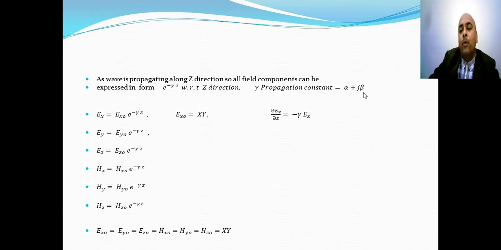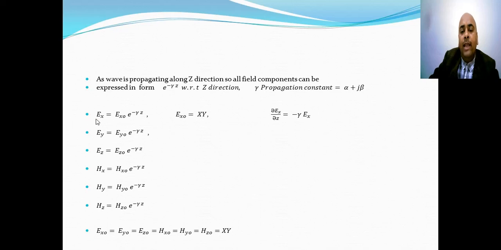Gamma here is the propagation constant. So Ex, Ey, Ez, Hx, Hy, Hz can be written in terms of e raised to power minus gamma z, in the form that Ex is equal to Ex naught into e raised to power minus gamma z, where Ex naught is the value of Ex at z equal to 0, and at z equal to 0, Ex naught is a function of x and y.